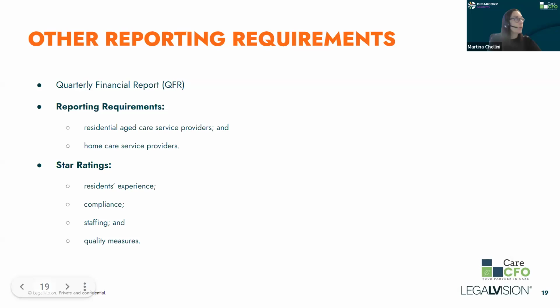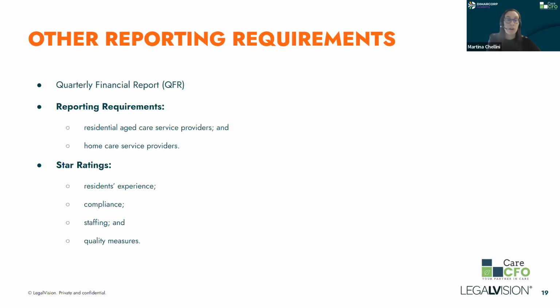Moving now to other reporting requirements in aged care. Approved aged care service providers are required to submit a quarterly financial report. This report was introduced from the 1st of July 2022 as part of broader initiatives to improve financial reporting transparency and also to strengthen prudential compliance for approved aged care providers.